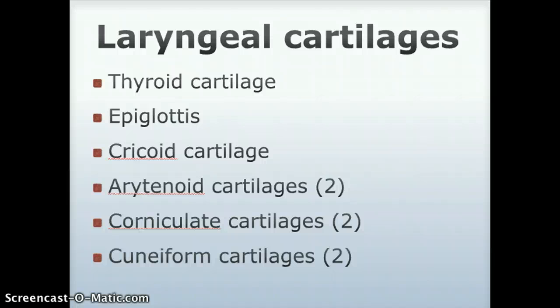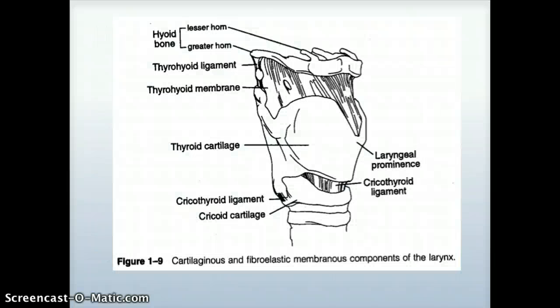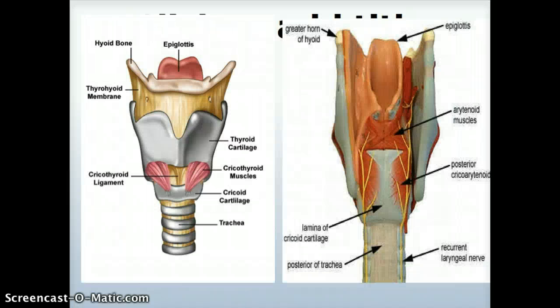Okay, so here are these laryngeal cartilages we're going to talk about. Here are the 3 that are unpaired. That just means there's 1 cartilage. Here are the 3 that have 2 cartilages each. There's a pair of them. So let's go into talking about each one of these. Here's just another picture of the laryngeal structure, and here's another picture with the front and the back.